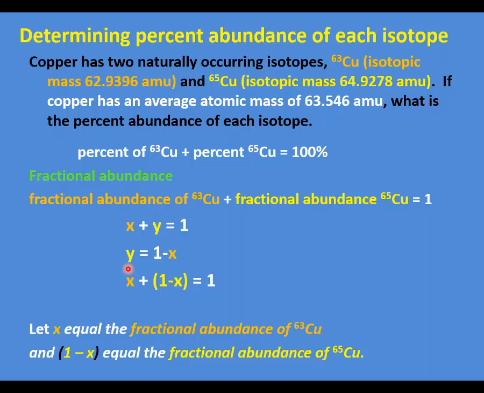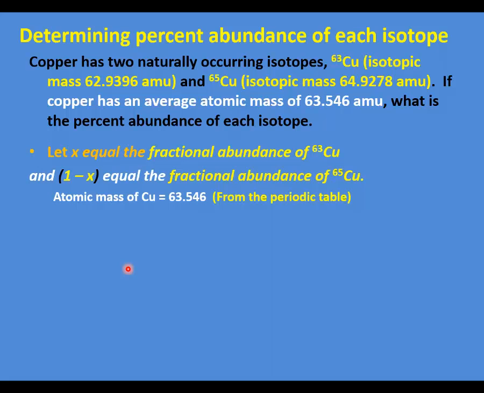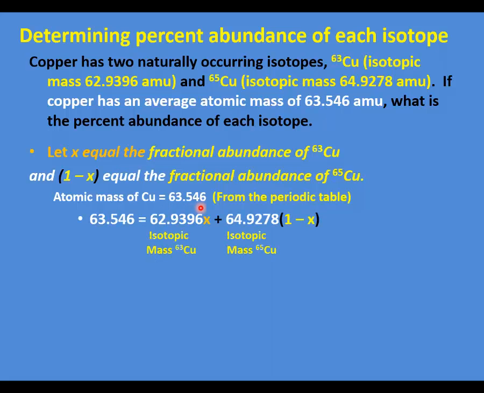So let's go ahead and set it up like we have in the past, but using these variables. I've set up X as the fractional abundance of copper 63, and 1 minus X as the fractional abundance of copper 65. I go to the periodic table, and I find that the relative atomic mass of copper is 63.546. So I can set up my equation.